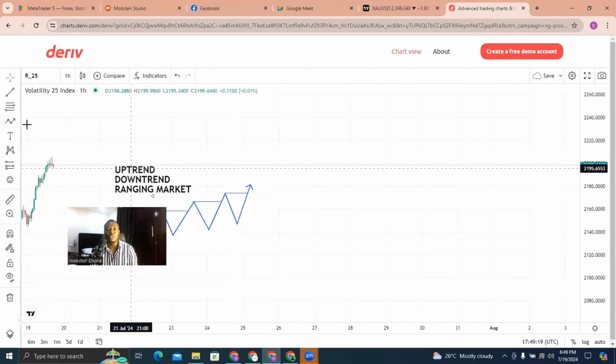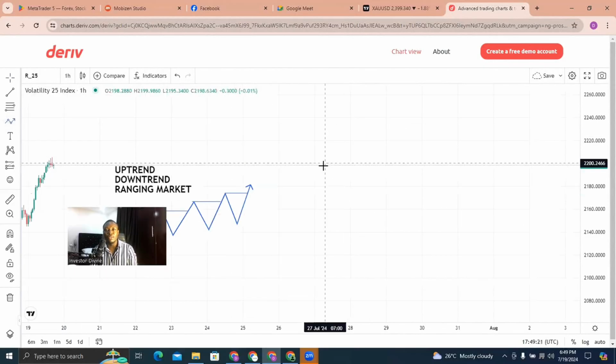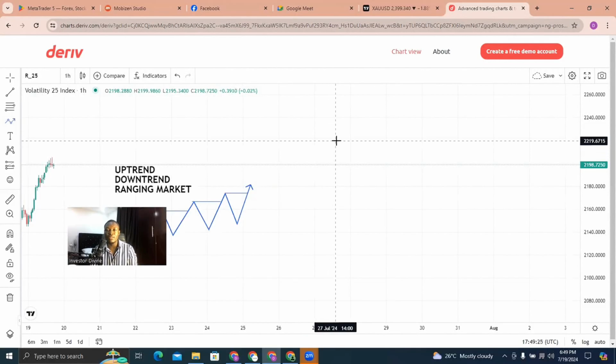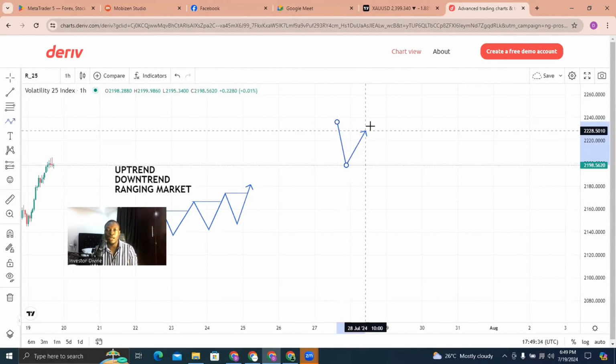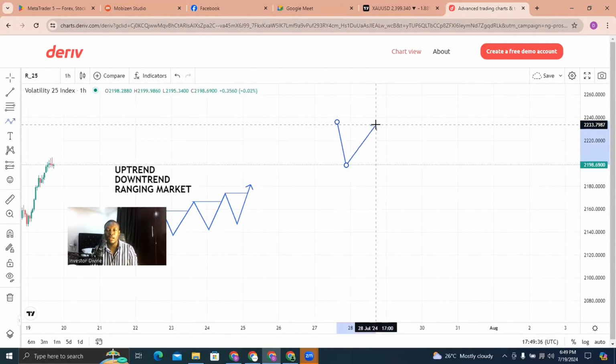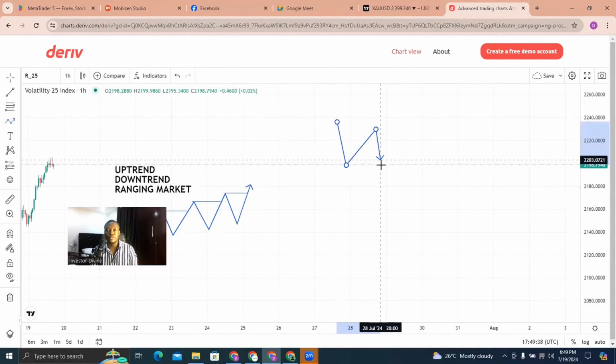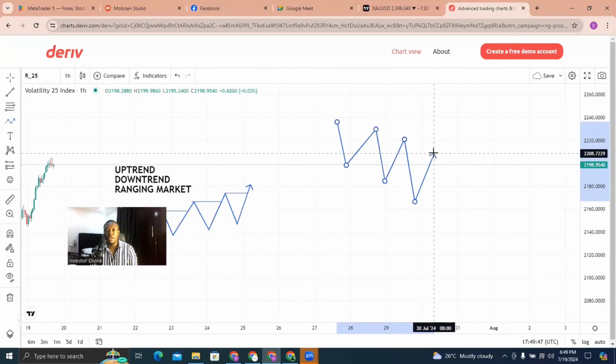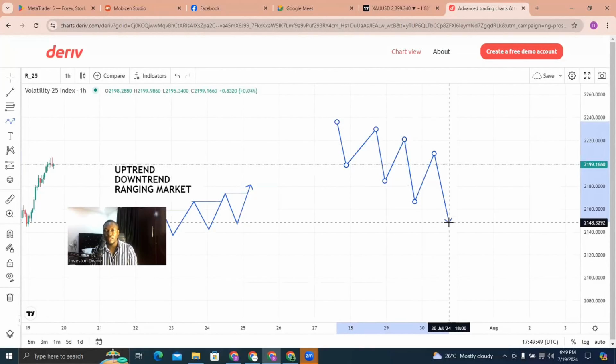Now let me show you how a downtrend looks, just the opposite of what I just said. So in a downtrend, the market keeps creating lower highs and lower lows. This is a lower high. It will create a lower low, a lower high, a lower low.